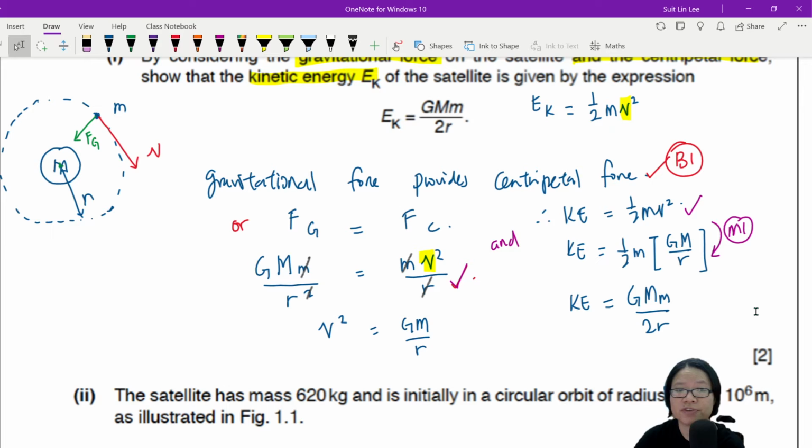This proof is quite popular. They've asked a few times. So it's not that hard. It consists of two steps. Step one, equating gravitational force and centripetal force to find V square.